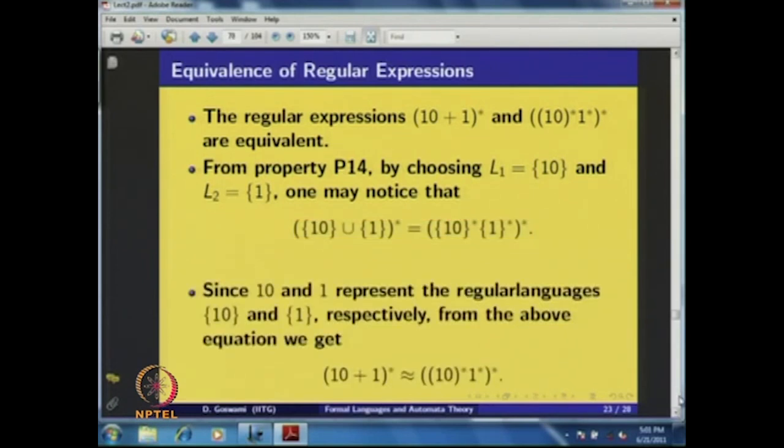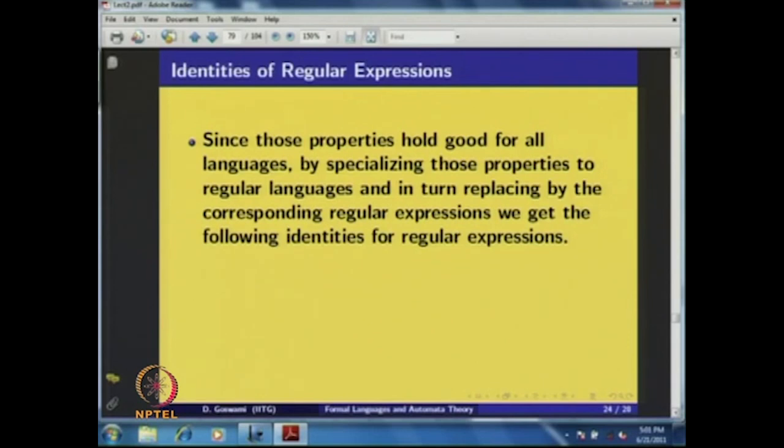Now, since 10 and 1 represent the regular languages singleton 10 and singleton 1 respectively, from the above equation we get that (10 plus 1) whole star is exactly equivalent to (10 star 1 star) whole star. So, you can use the properties of languages to show that the corresponding regular expressions are equivalent. That means these properties hold good for all languages. Since those properties hold good for all languages, by specializing those properties to regular languages and in turn replacing by the corresponding regular expressions, we get the following identities for regular expressions.